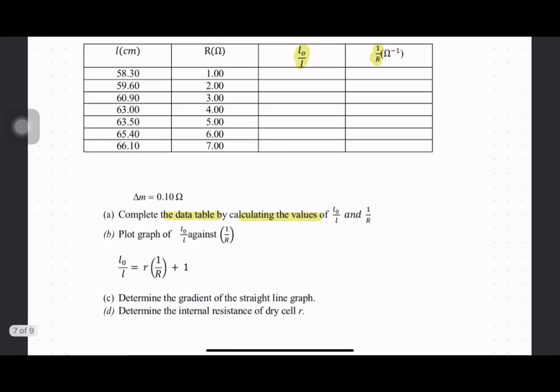And then you plot graph L0 over L against 1 over R. Okay, after you plot the graph, L0 over L, then 1 over R, negative 1. Alright, so you will calculate the centroid point as usual. Centroid point must be calculated, don't forget. Okay, calculate centroid point.